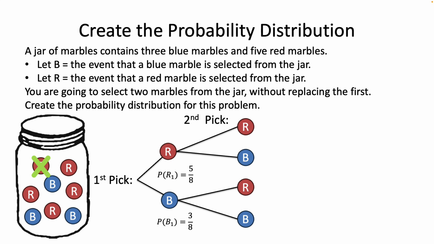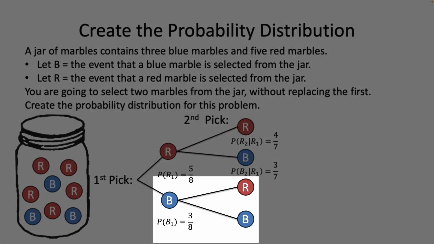So now there are only 4 red marbles out of a total of 7 marbles in the jar. So the probability that the second marble is red, given that the first marble is red, would be 4 out of 7. Right below that, let's find the probability that the second marble is blue, given that the first marble was red. Well, there are still 3 blue marbles in our jar out of 7 marbles total, so the probability the second marble is blue, given that the first marble is red, would be 3 out of 7.